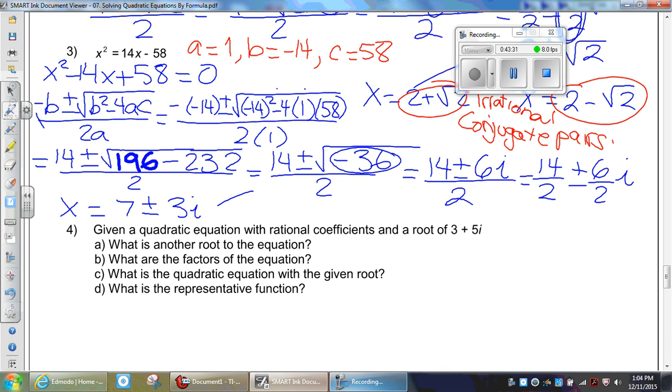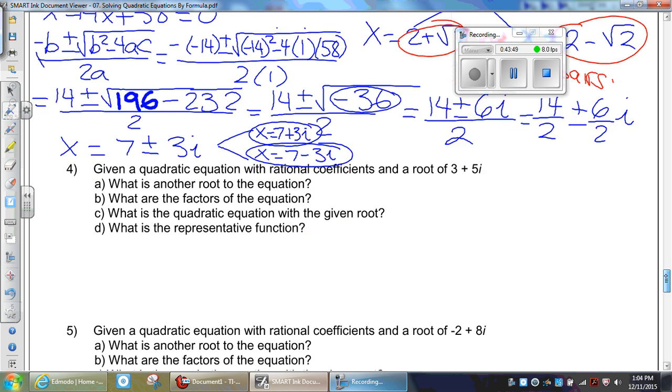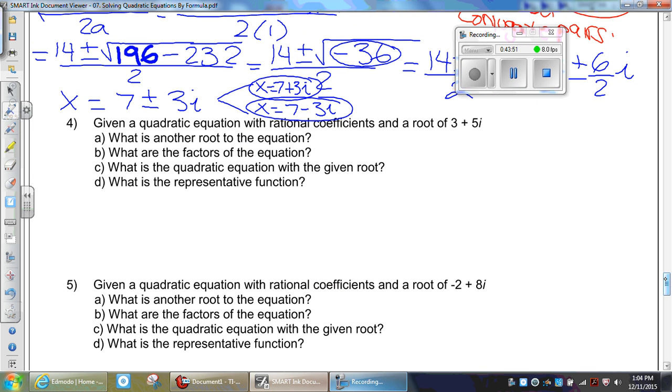Don't forget, from here we get two solutions. One of them is 7 plus 3i, and the other one is 7 minus 3i. Remember, they are imaginary solutions, so they do come in complex conjugates. Just the last question that we have here.